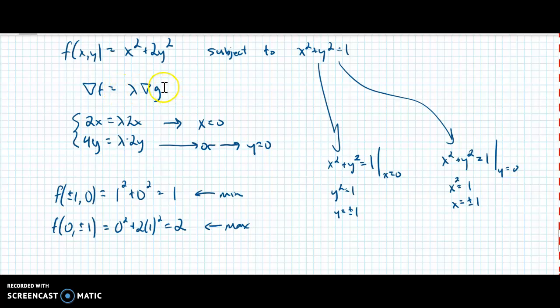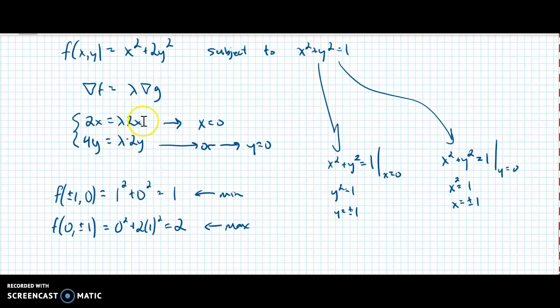Del f equals lambda del g. The gradient for f is 2x and 4y. That's the partials of this. The gradient for g, where g equals x squared plus y squared, is 2x and 2y. So I'm going to put those lambdas here.